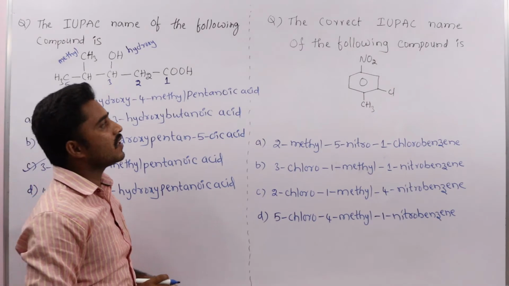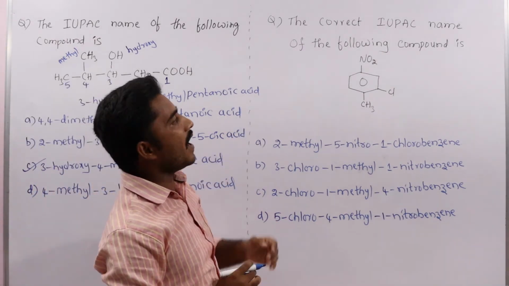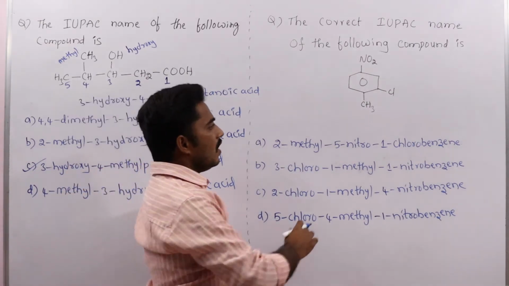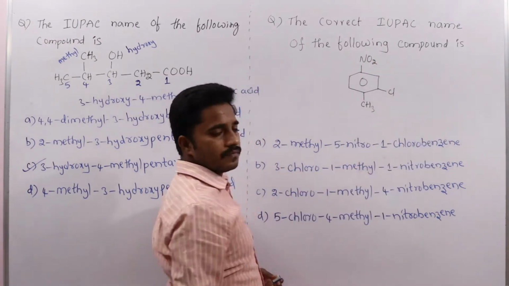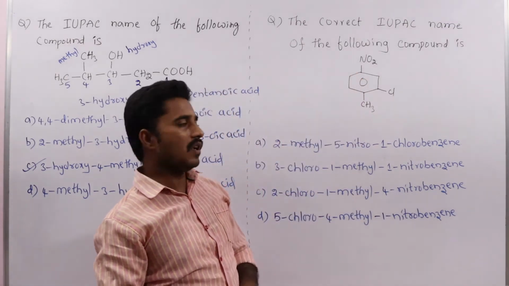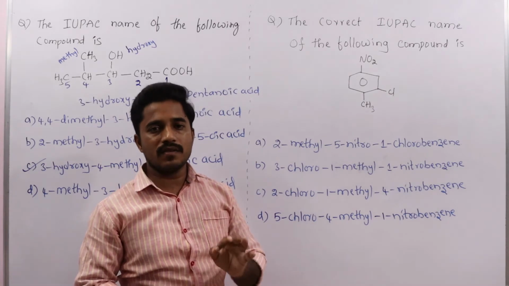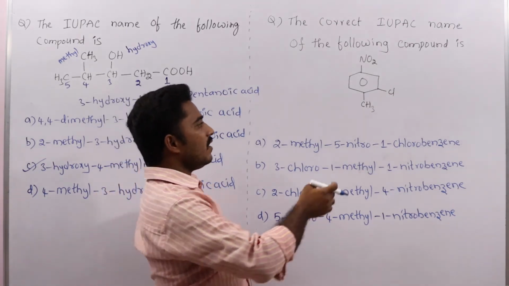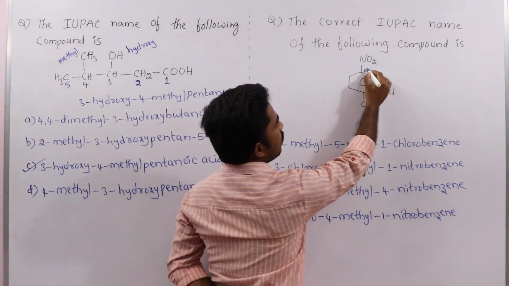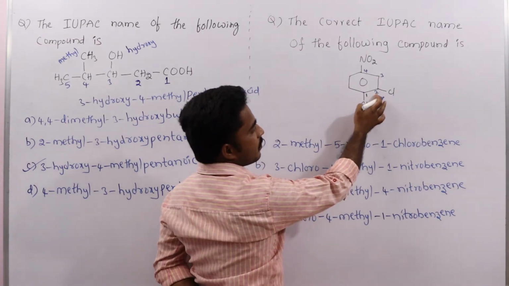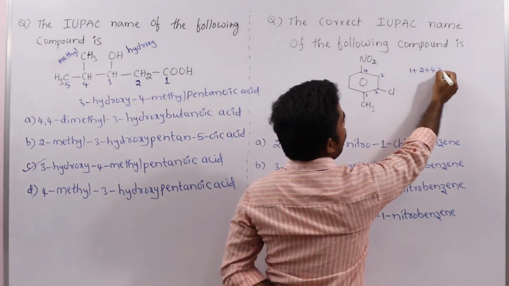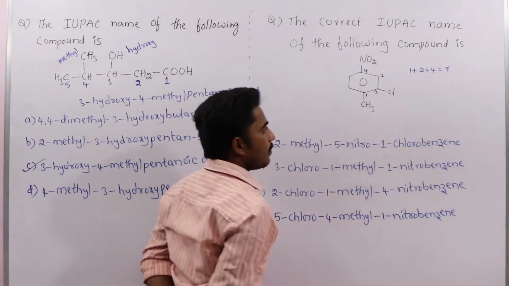Let us see the next question which came in NTA 2019. The correct IUPAC name of the following compound is. Three groups are present on the benzene. To number this compound, we compulsorily have to follow the lowest sum rule. If we number from this carbon, 1, 2, 3, 4, the substituents are at the first, second and fourth positions, giving 1 plus 2 plus 4, totally 7.